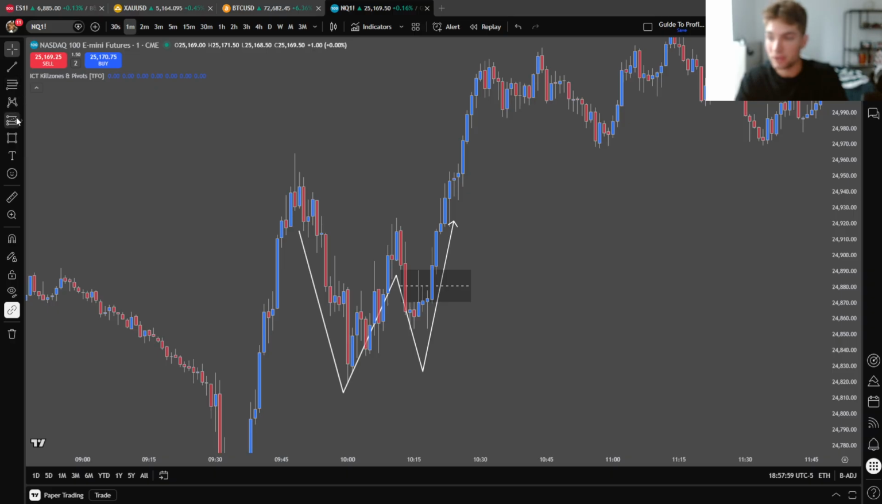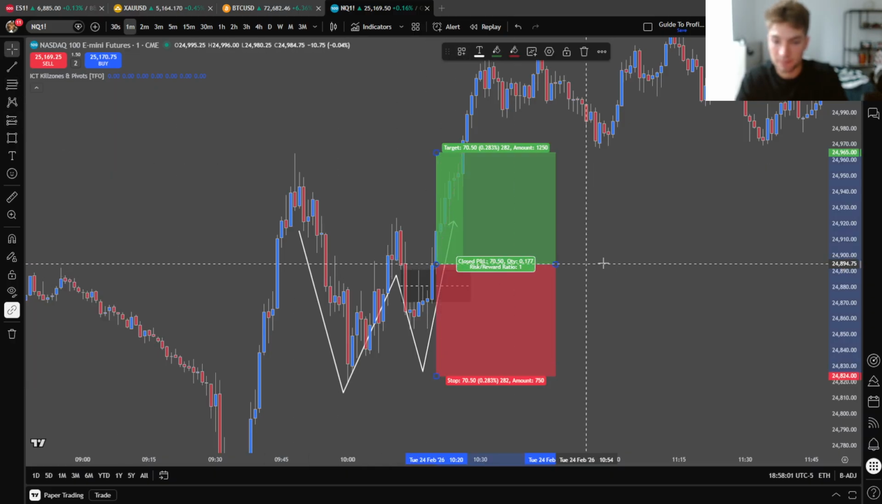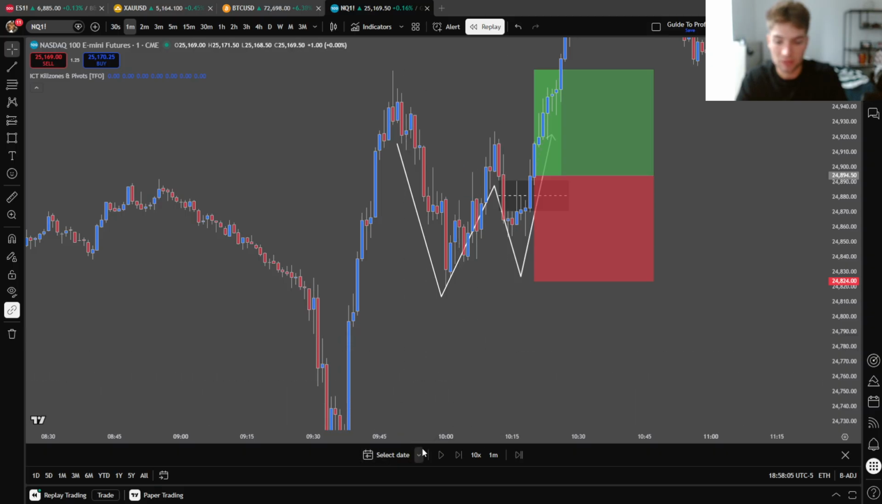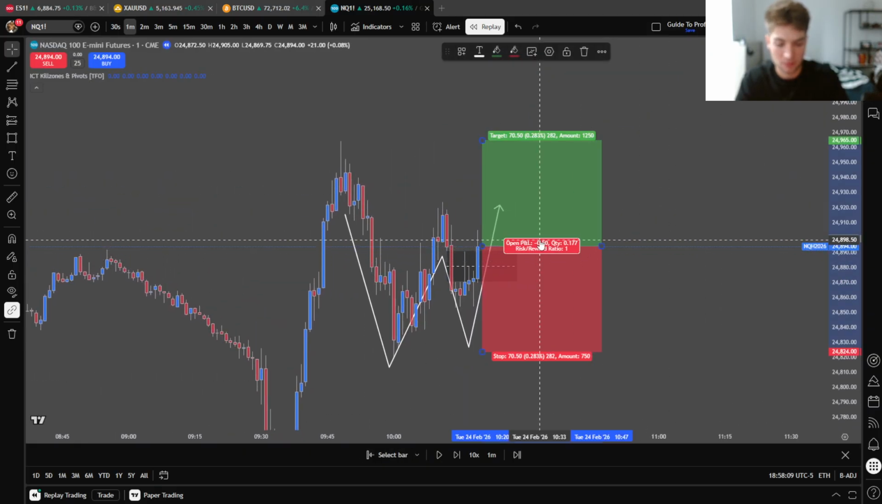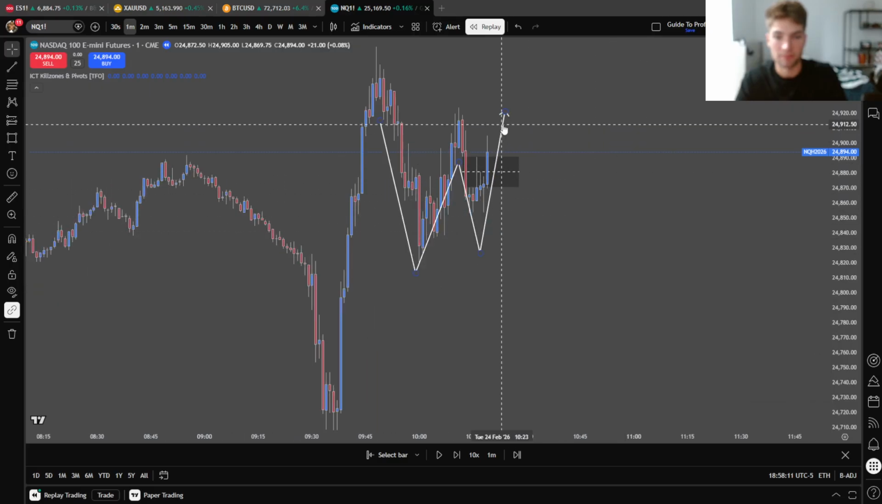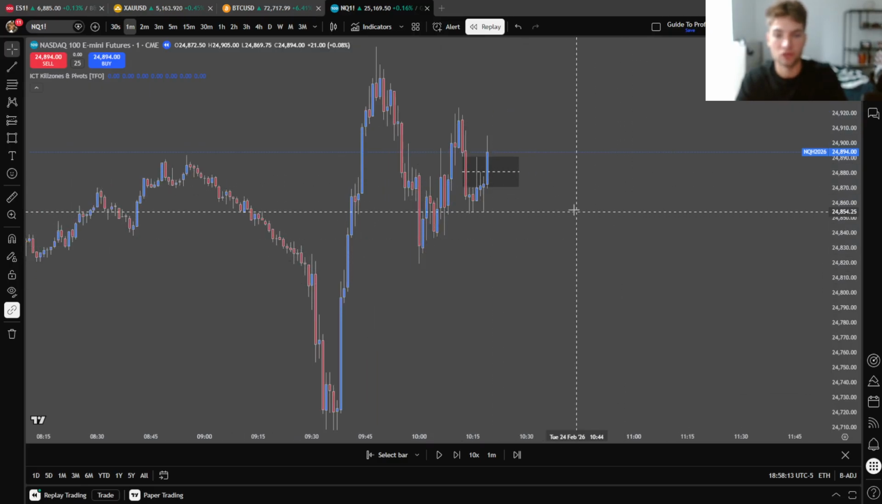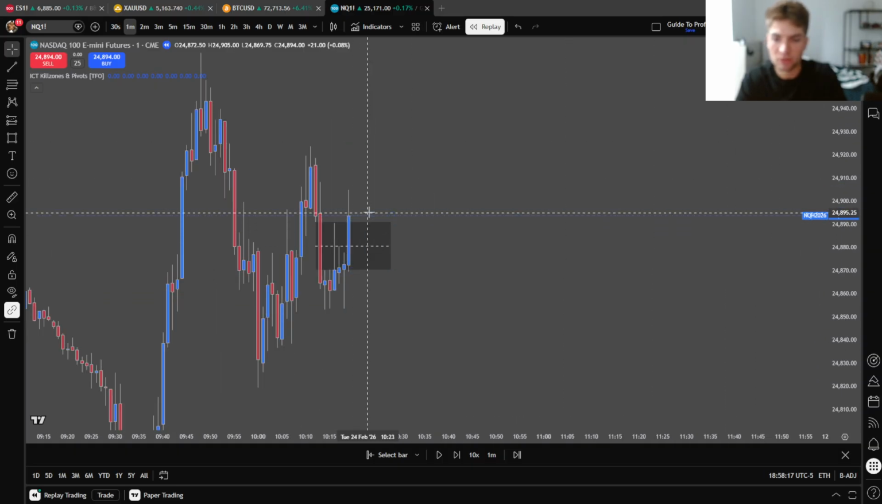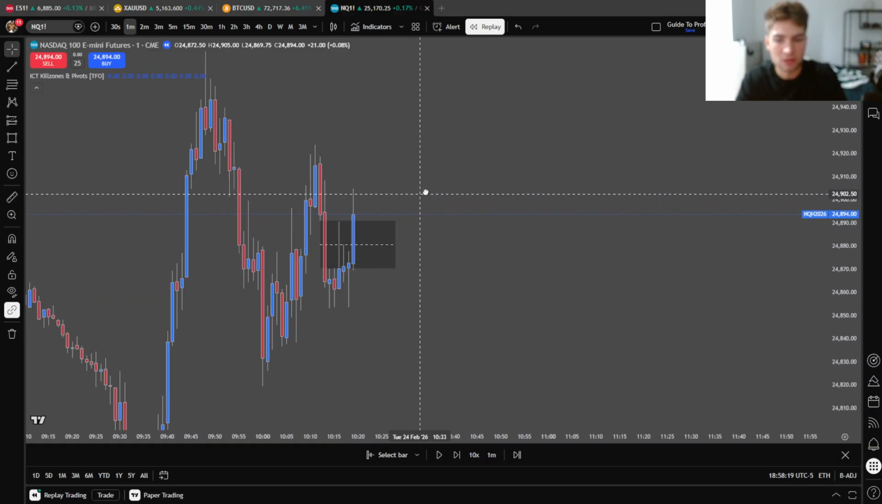Why is this down here not the right entry? Because, again, if you go into the replay mode and we select a bar, and we select this bar, look at how this is working out right now. Just take a quick look. Do you truly believe that this is going to rip higher after, yeah, we did close above, but look at the wick we made too.